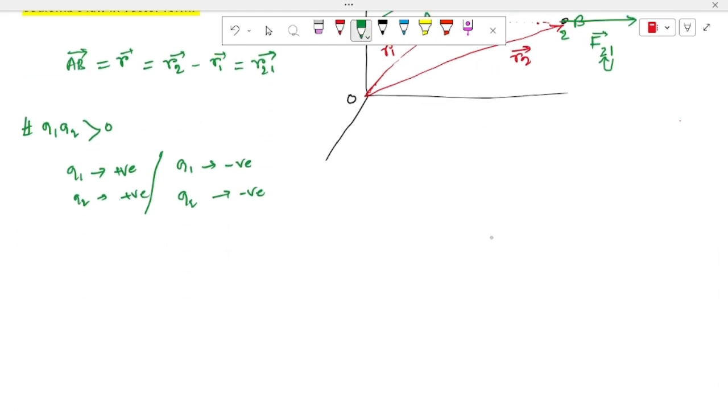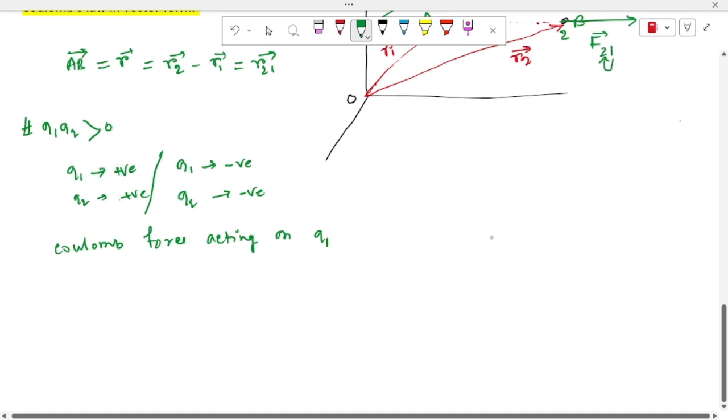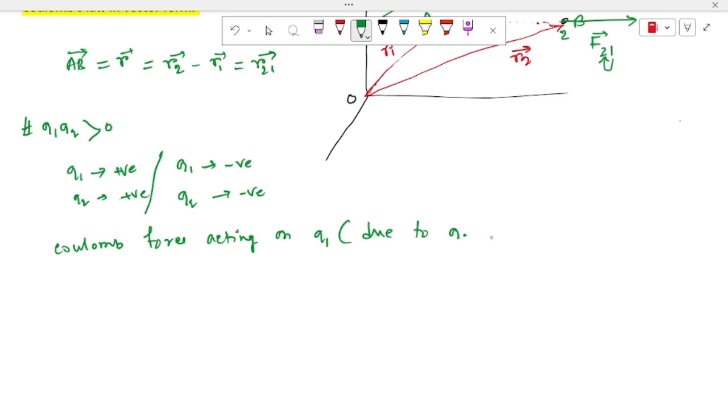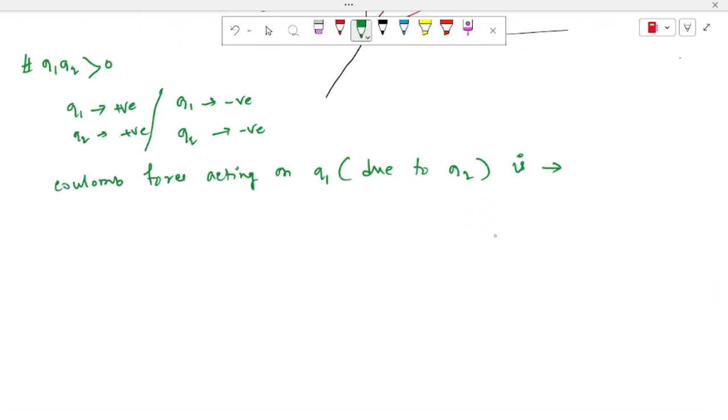Right. So, according to Coulomb's law, the Coulomb force acting on Q1 due to Q2, so obviously force due to 2 on 1, is equal to 1 by 4 pi epsilon naught Q1 Q2 by R square and R21 cap. This R21 cap is the unit vector.